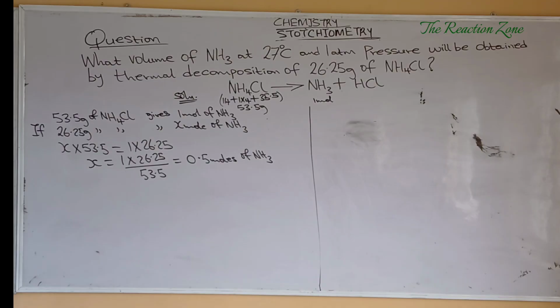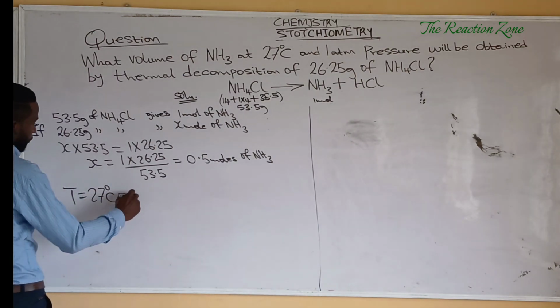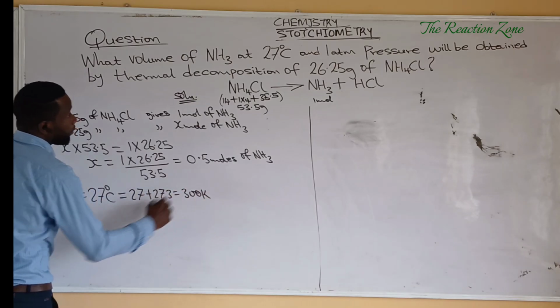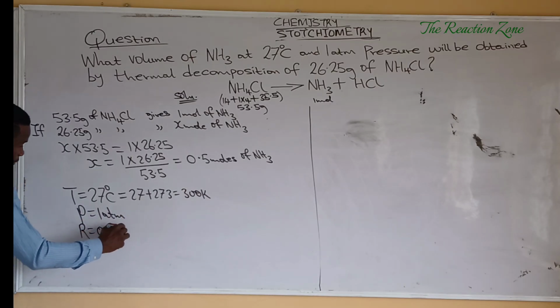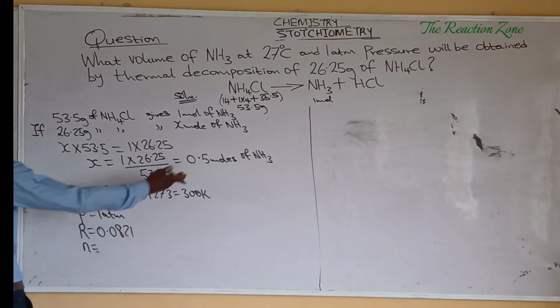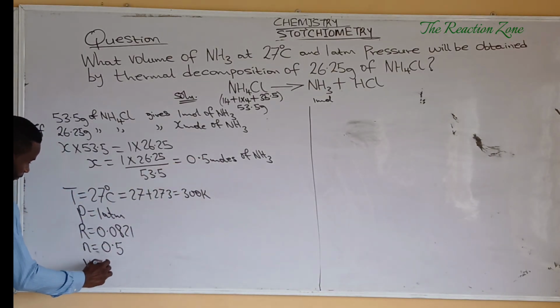Now that we know this, we can find the volume. First, the temperature according to the question is 27 degrees Celsius. This has to be converted to Kelvin. This is equal to 27 plus 273, which will give us 300 Kelvin. The pressure is 1 atm. So the molar gas constant will be 0.0821. And the number of moles in this case is 0.5 moles. n is 0.5. And we are looking for V.